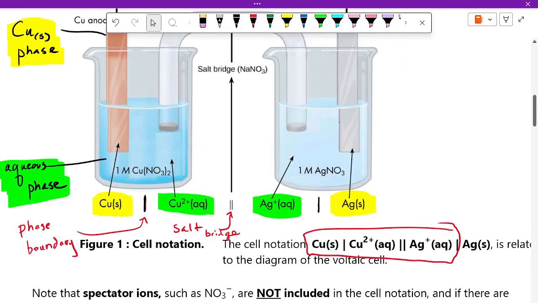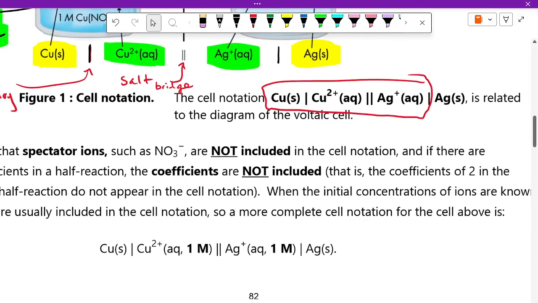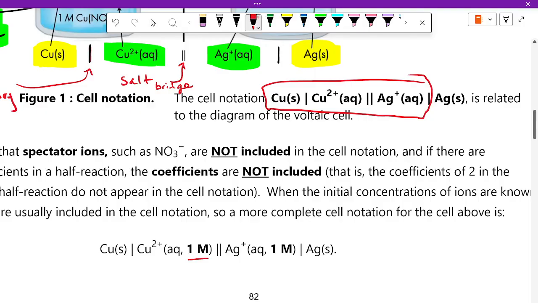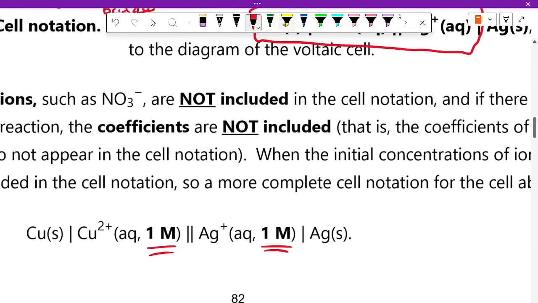We don't include spectator ions. We do not include coefficients. When we are given initial concentrations of the ions, they are usually included in the cell notation. So if we were told that copper 2+ was 1 molar, we would include that 1 molar, and we include the states. Okay, so we make sure we've got our solid, aqueous, aqueous, solid.